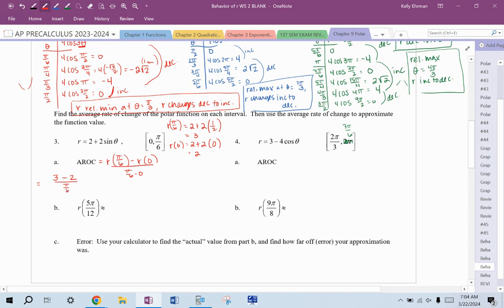We don't need the minus 0 part. That's 1 over pi over 6. Do not leave this as a complex fraction. That's the same as 1 times 6 over pi. So the average rate of change is 6 over pi.